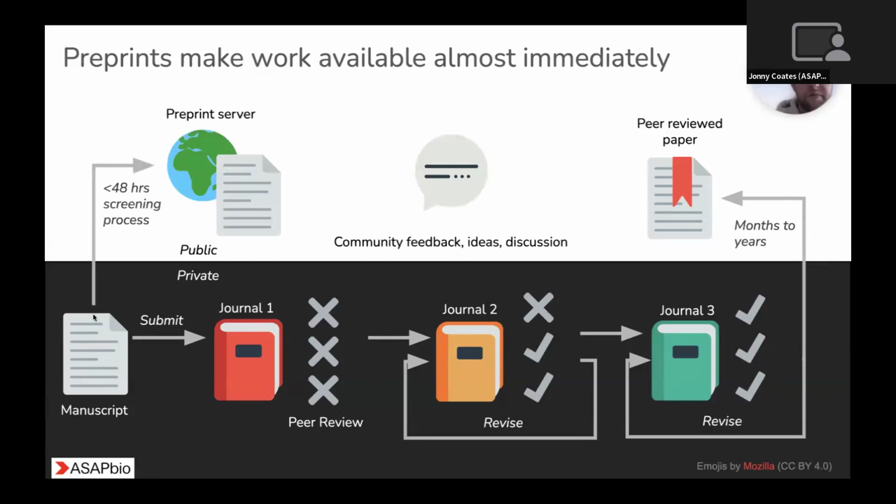Preprints, on the other hand, you submit your manuscript to a preprint server, and generally within 48 hours, your manuscript will be available publicly. So it's free to do this process and it's free to read the preprints. And once you've done this, your manuscript is now open for community feedback and ideas and discussion, and people can actually use it and build off of your work. This 48 hours is based on the screening time at bioRxiv, and even during the height of the COVID pandemic, it never went beyond this 48-hour period. And this is something no journal can really achieve. So it's a lot quicker, and it really does mean work is made almost immediately available.